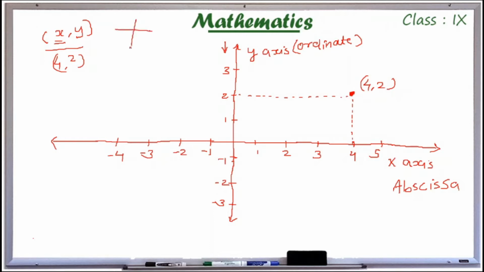Perpendicular means like this, parallel means like this. So we need two perpendicular lines. The horizontal line is called the x-axis or abscissa, and the vertical line is called the y-axis or ordinate, and the meeting point is called the origin, represented as 0. The meeting point of the x-axis and y-axis is called the origin. This is the basic of coordinate geometry.